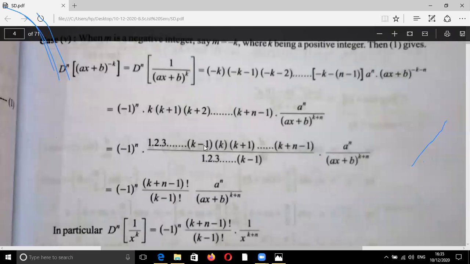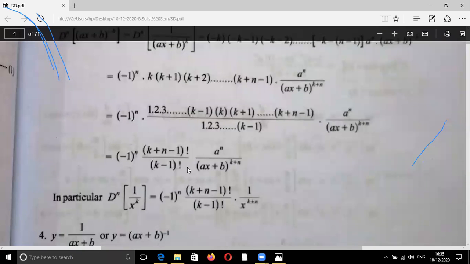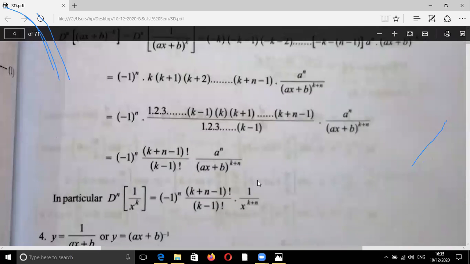That before the term k is k minus 1, and here k minus 2, k minus 3, so on to 3, 2, 1 you are getting here, and in the denominator the same: what you write in the numerator you have to write in the denominator. Now the numerator will become (k plus n minus 1) factorial, the denominator will become (k minus 1) factorial. You have to rearrange the terms and write here. Now you put a equal to 1, b equal to 0, so that we get the derivative of 1 by x to the power k equal to so and so. These are the cases. I am stopping here itself, and the remaining we'll see in the next class.